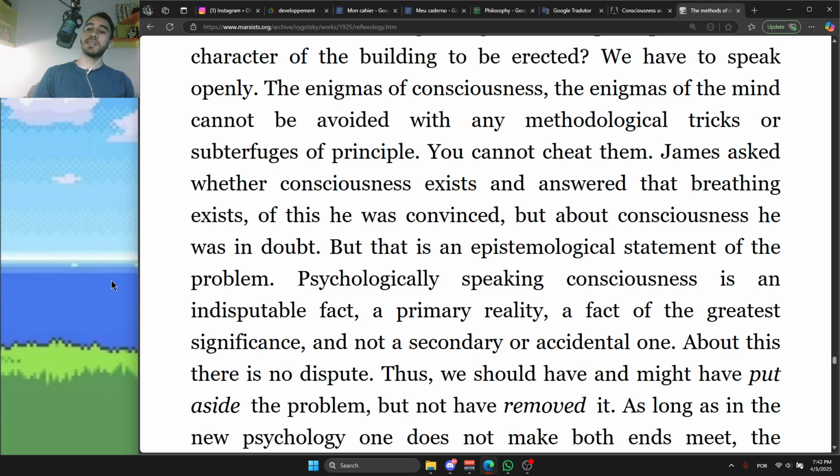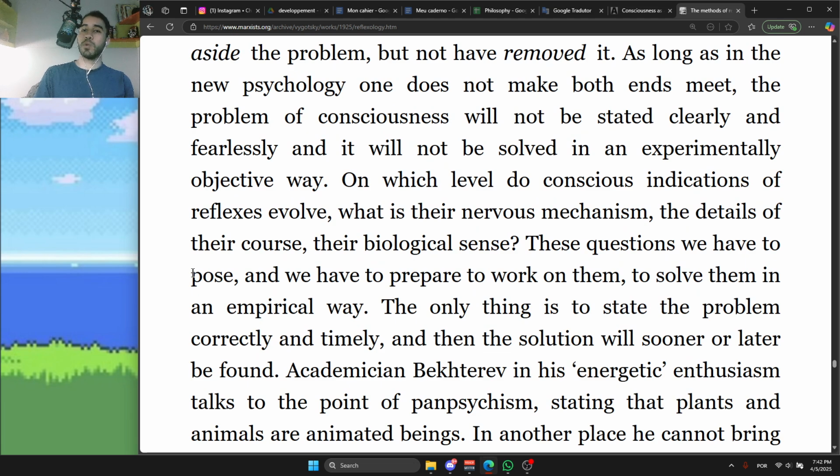Thus, we should have and might have put aside the problem, but not have removed it, as long as in the new psychology one does not make both ends meet. The problem of consciousness will not be stated clearly and fearlessly, and it will not be solved in an experimentally objective way. On which level do conscious indications of reflexes evolve? What is their nervous mechanism, the details of their course, their biological sense? These questions we have to pose, and we have to prepare to work on them, to solve them in an empirical way.